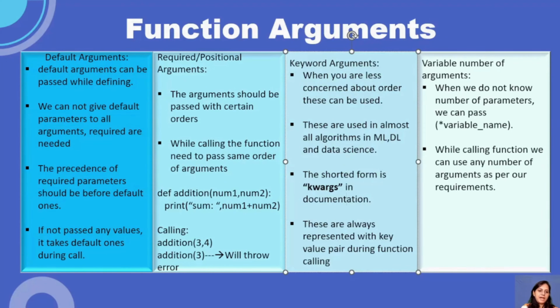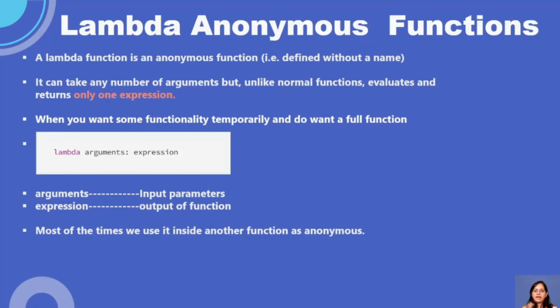Then what we have, we have lambda anonymous functions. A lambda function is an anonymous function which will take any number of arguments, but unlike normal functions, it is evaluated in one expression. Correct? You will write lambda functions in only one expression. It cannot be multiple expressions. Basically, you can use these inside any functions, anytime, anywhere, and they should serve only a single output purpose. It cannot be multiple outputs.